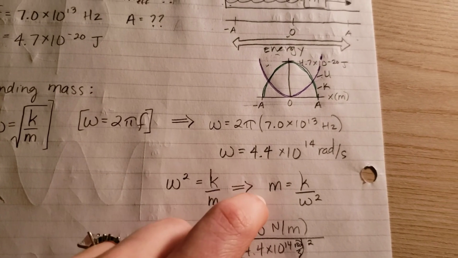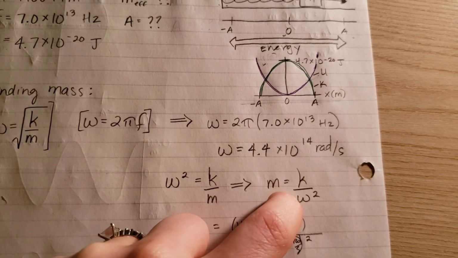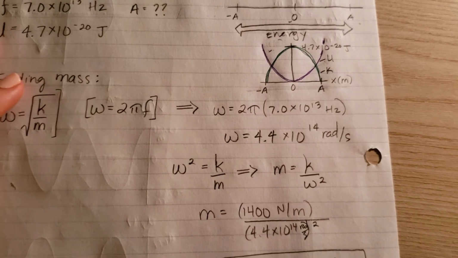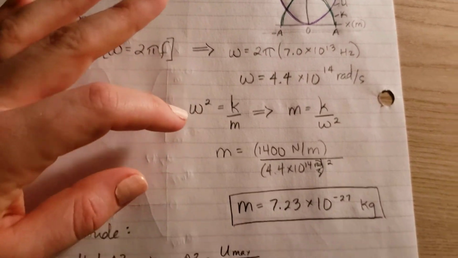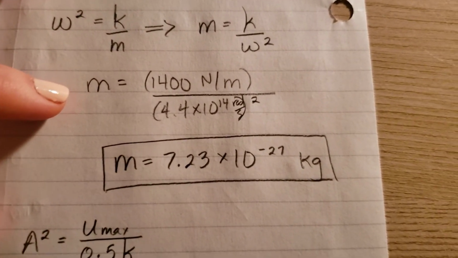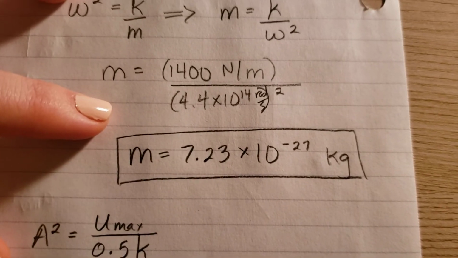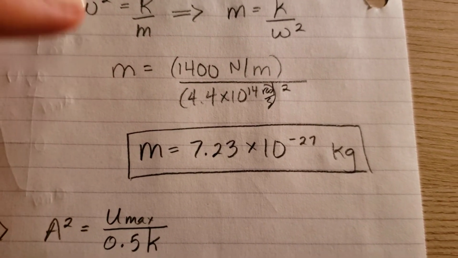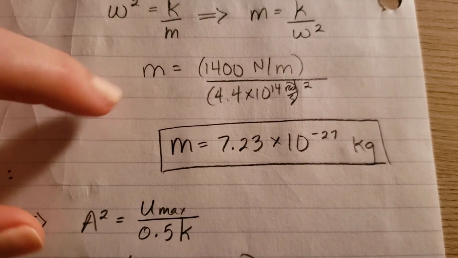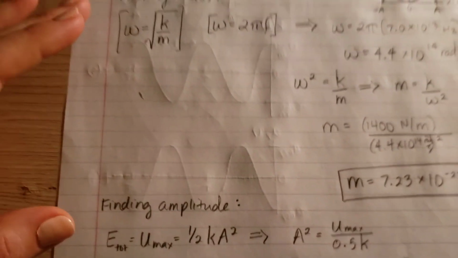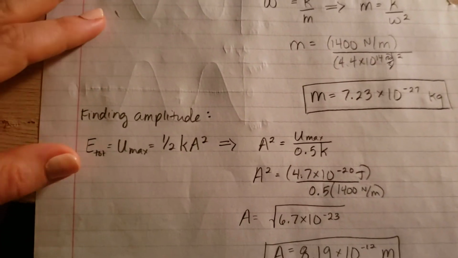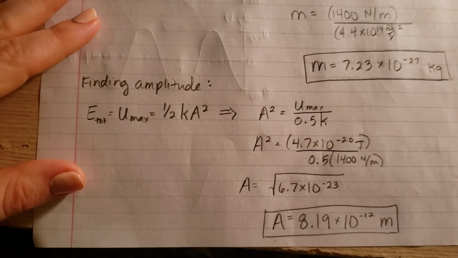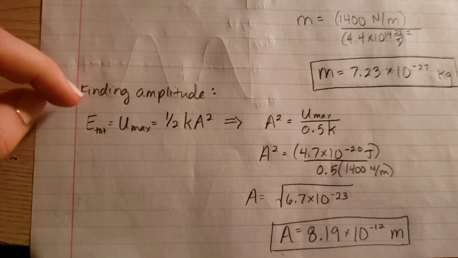So just rearrange that. The mass is going to be equal to the spring constant divided by the angular frequency squared. Plug in those numbers, and we get our effective mass equal to 7.23 times 10 to the negative 27 kilograms. Teeny tiny. And now we can find the amplitude using our equation for energy.